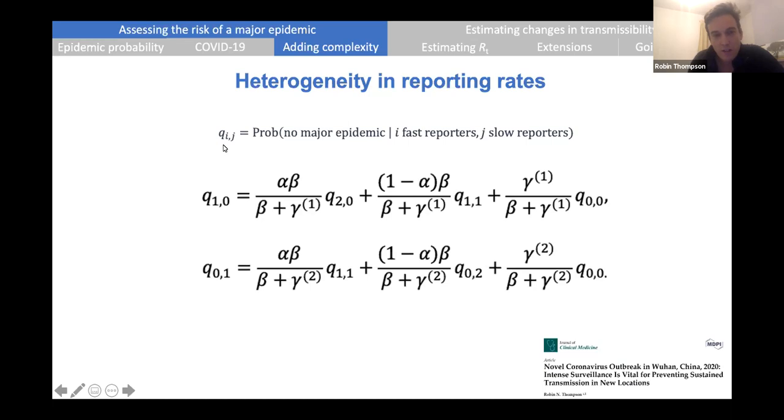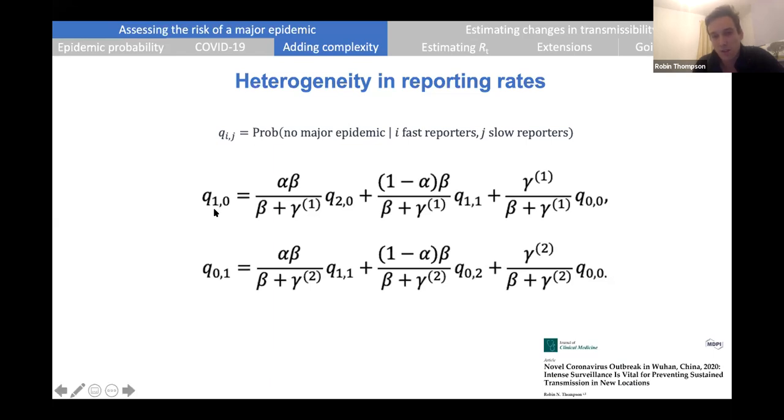You can write down Q subscript IJ to mean the probability of no major epidemic, starting with I fast reporters and J slow reporters. In other words, because we now have two different types of individual in the population, we now have two subscripts, whereas before we just had a single subscript. So Q_IJ is the probability of no major epidemic, starting from I fast reporters and J slow reporters. Then, again analogously to before, you can consider starting with a single infected host and condition on the next event.